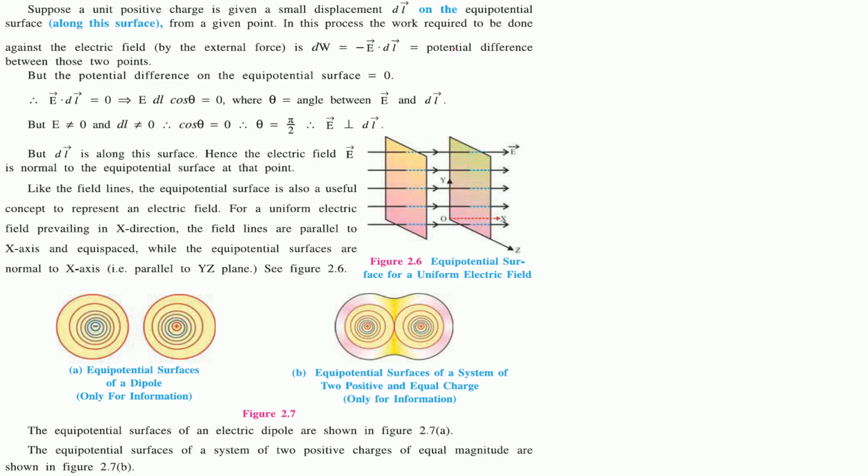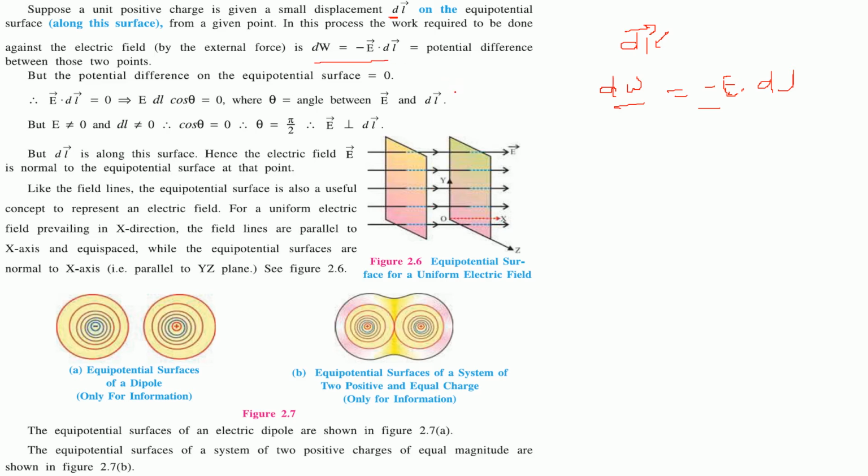Suppose we have a unit positive charge and we give a very small displacement, say dl, on the equipotential surface, and we do it along the surface, say from a given point. In this process, what work is required against the electric field? If dl is very small, the work is also small: dW will be equal to minus E dot dl. Why is this minus? Because we are working against the electric field by the external force. So the work done will be minus E dot dl.